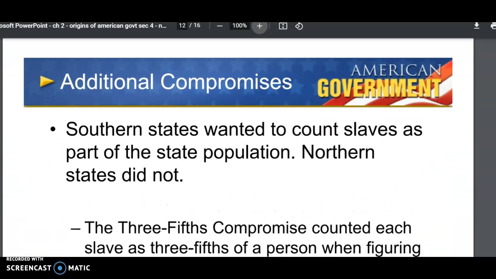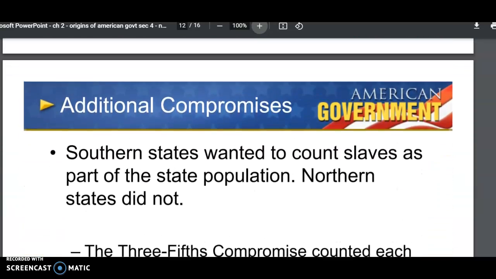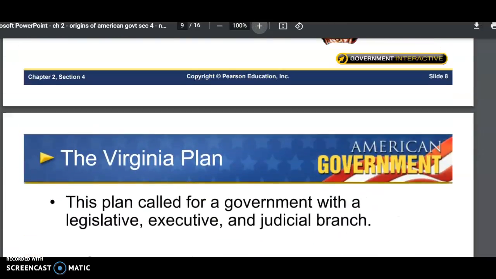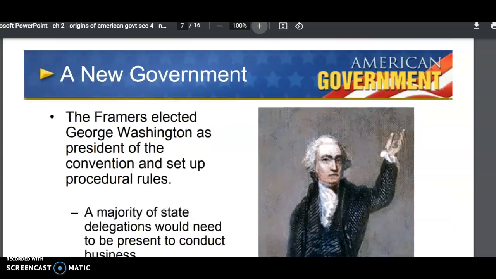So it worked. There were also some additional compromises, though, goodness, that had to be made. I don't know what is happening. Sorry, guys.